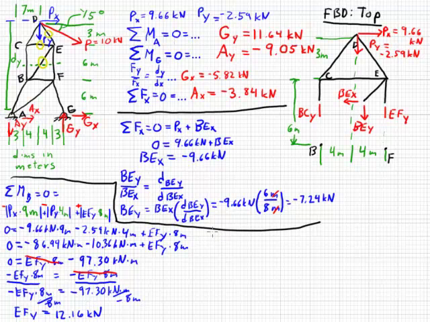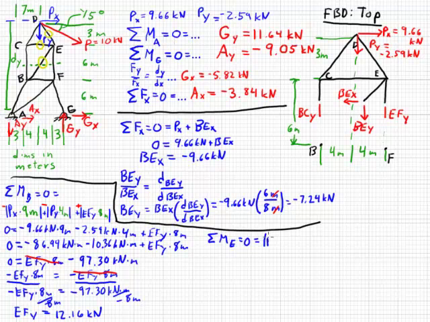Next step is to likewise take the moments about point E. They equal 0, of course, and our forces are PX, PY, and BCY. BEX, BEY, and EFY all go through point E, so they are multiplied by 0. So we don't have to worry about them.